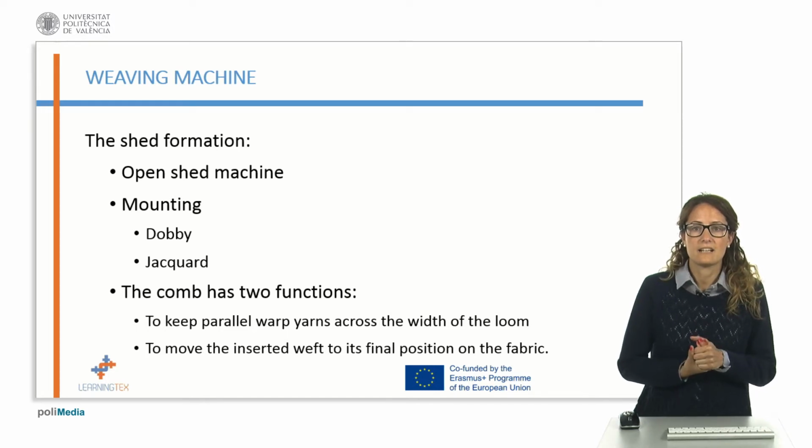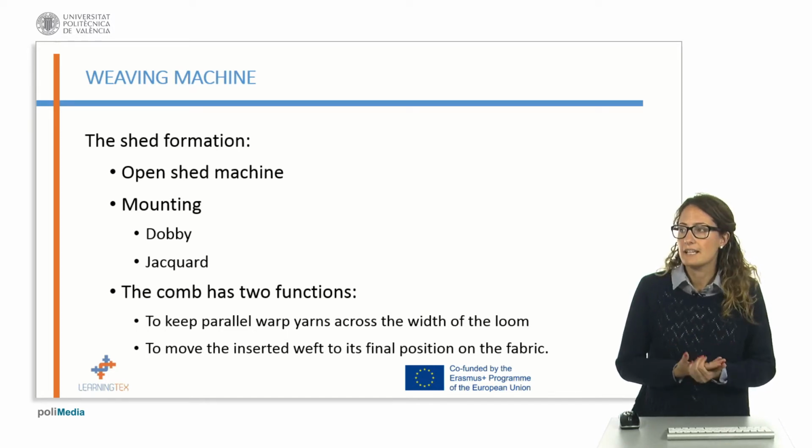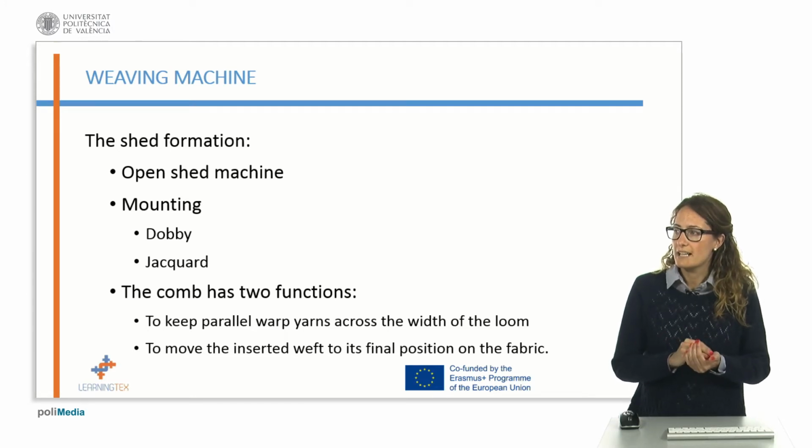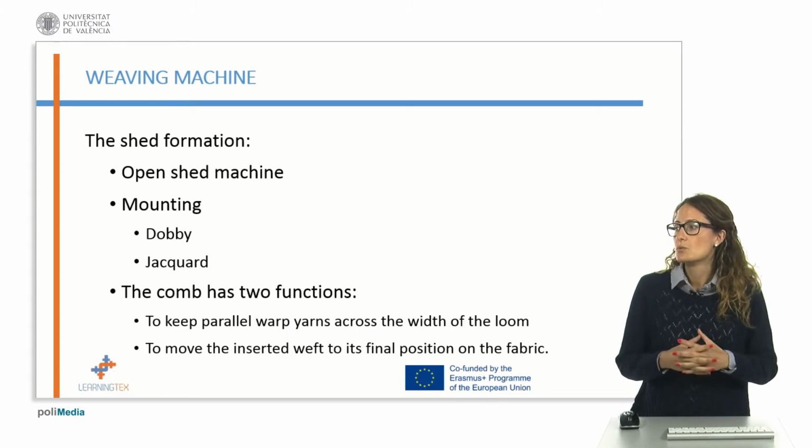After this, we can find the reed. This device has two functions: to keep the warp yarns parallel across the width of the loom and to move the inserted weft to its final position on the fabric.